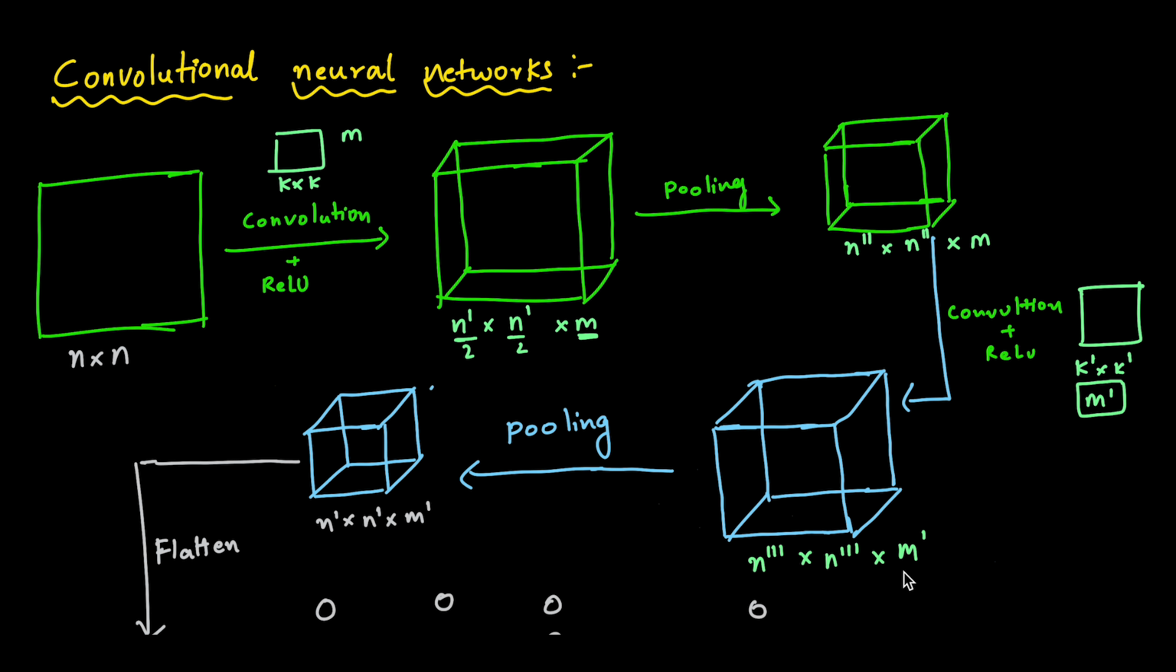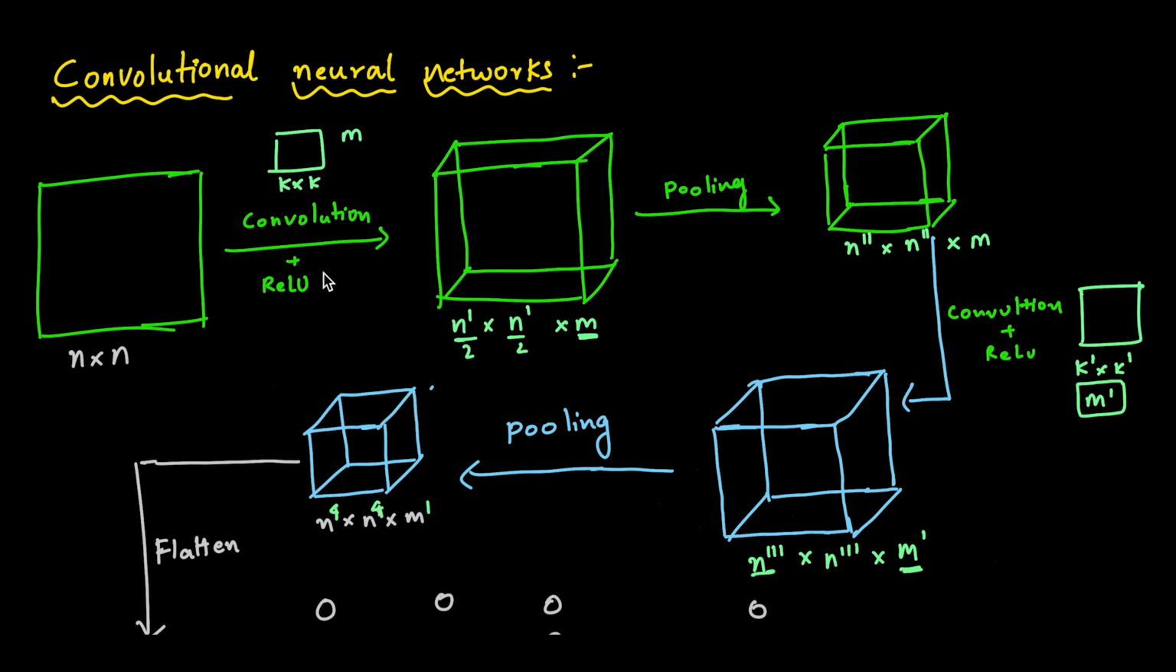So the third dimension will change to m dash, whereas the input dimensions will change according to the formula that we have already discussed. Then we'll apply pooling, and in pooling obviously there will be a reduction in size. It will be n triple dash, and think of it as m single dash only, because in pooling the third dimension will not change. So this remains as it is, and these will change because in pooling the size reduction happens. This will get reduced to n4.